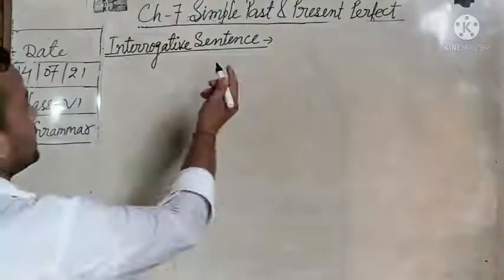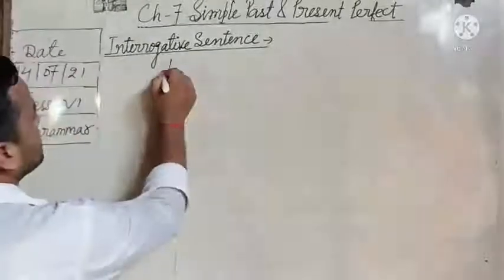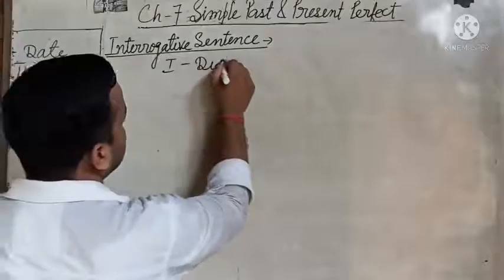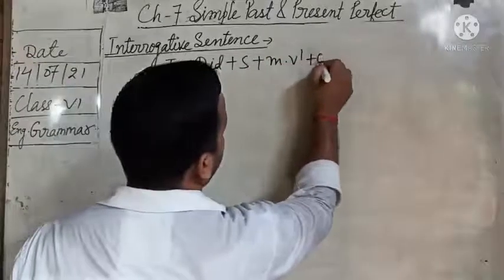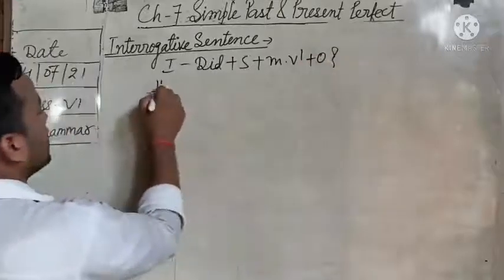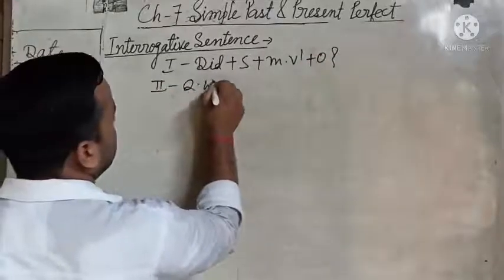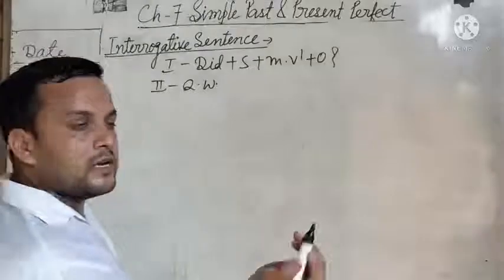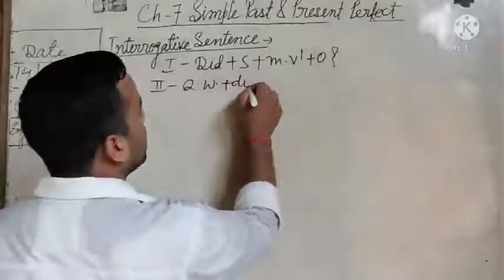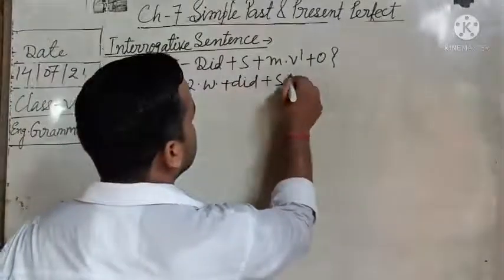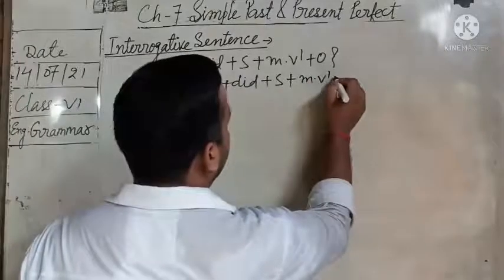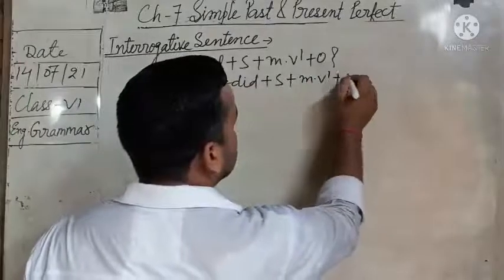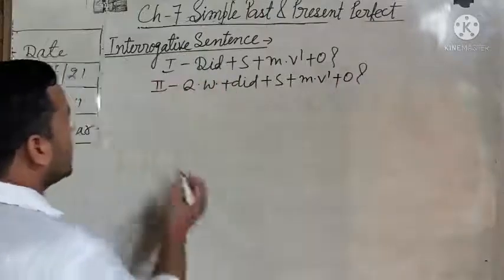Students, now see the formation of interrogative sentence. Did, then subject, then main verb first form, at last object. Second type, I have told you that when the sentence starts with a question word, we write the question word, then did, then subject, then main verb first form, and then object and question mark.